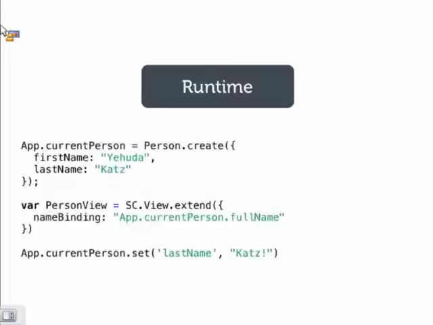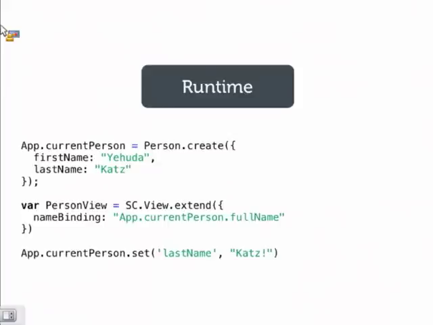So what we do here is we'll just make a person, app.currentPerson is person.create, Yehuda cats, right? And then we can make a view and we can specify, and you can do this for any object, so any object can get name binding. I specify the name binding to be app.currentPerson.fullName, right? So I'm binding the name property of this view to the full name of app.currentPerson.